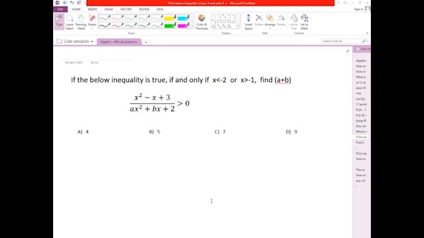This question is a good one. I liked this question, so let's have a look. It says the below inequality is true only if x is less than minus 2 or x is greater than minus 1. What is a plus b? How will we do this?